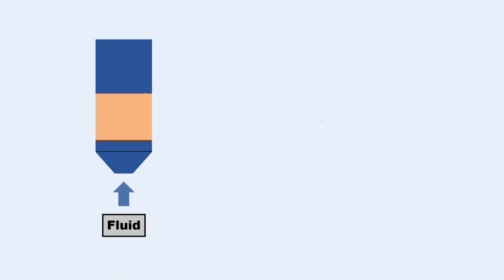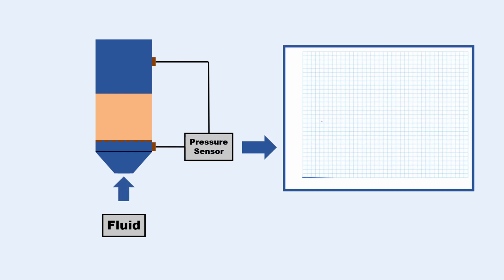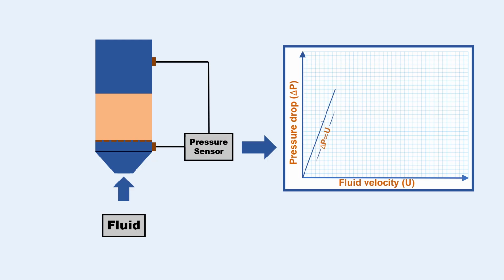As the fluid flows through these voids, friction between the fluid and stationary particles causes energy loss, which appears as a pressure drop measured by the pressure sensor. In this region, the pressure drop increases almost linearly with fluid velocity.